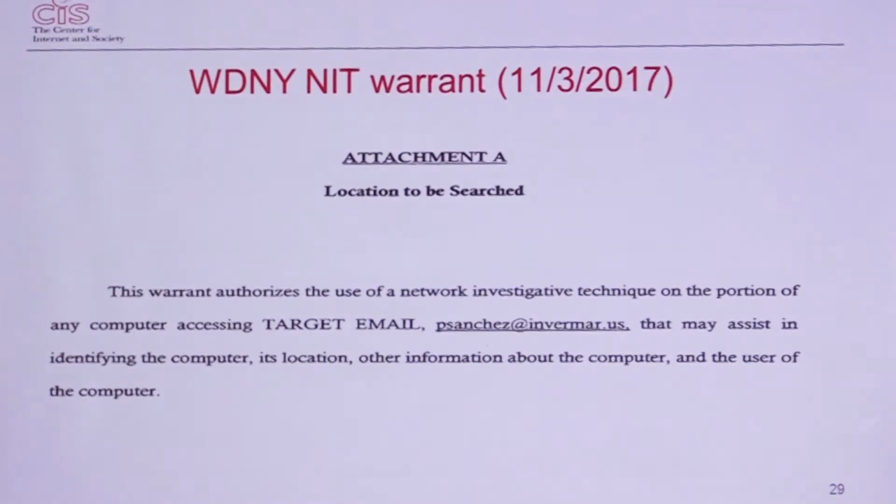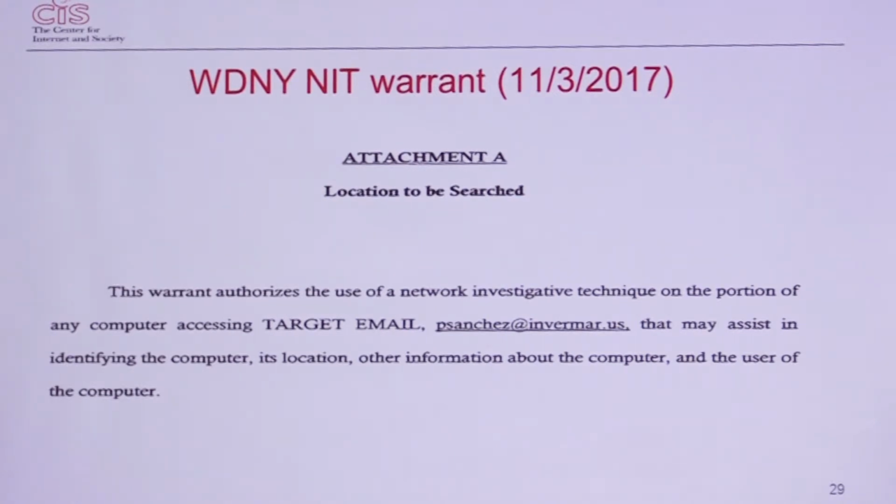I'm happy to send these to you if you would like to see them. Email me, and I will send you copies of it, or you can go to this news story and see them for yourself. I've just included a couple of screenshots here. These may show us what an emerging template might look like that the FBI and the DOJ are using now for NIT warrant applications under the revised Rule 41.